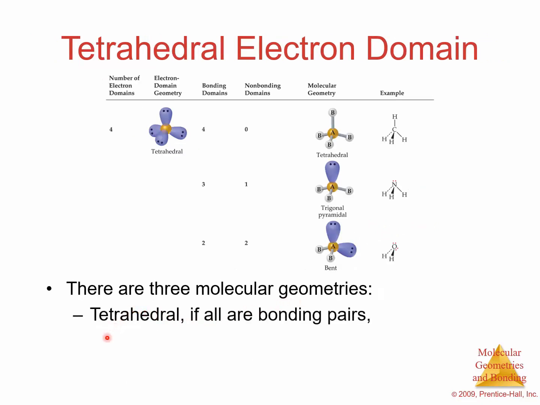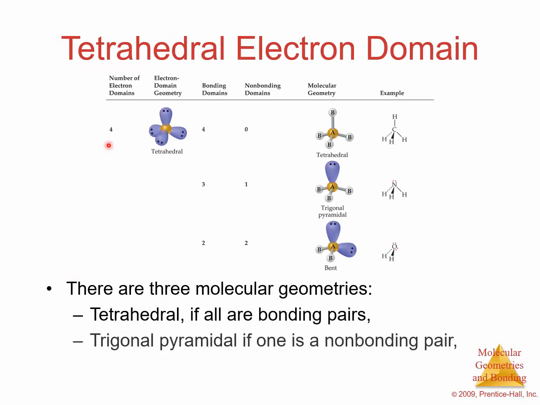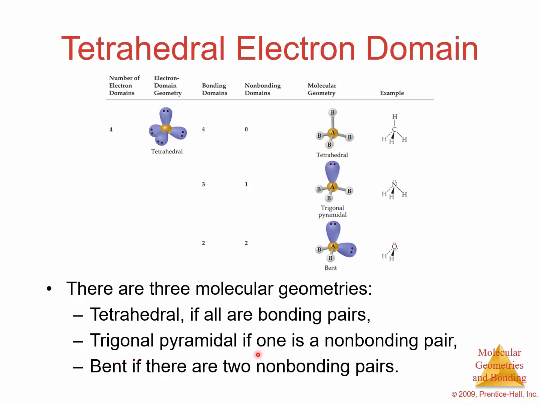Now there are 3 molecular geometries if the number of electron domains is 4. Tetrahedral if all are bonding pairs. Then trigonal pyramidal if one is a non-bonding pair, as you can see. The above example is CH4, this is NH3, and bent if there are two non-bonding pairs, two bonding and two non-bonding, then we have bent, as you see in the example of water.